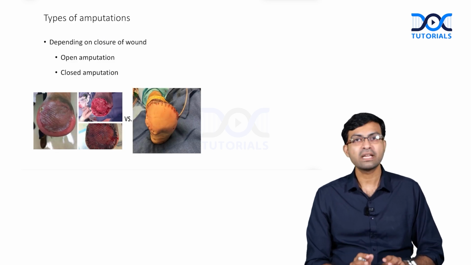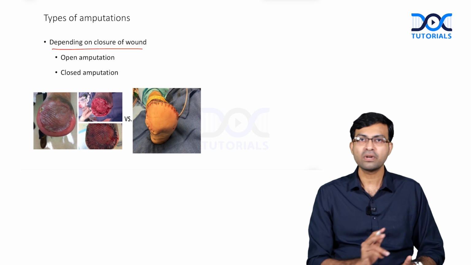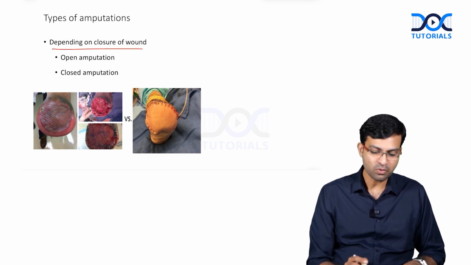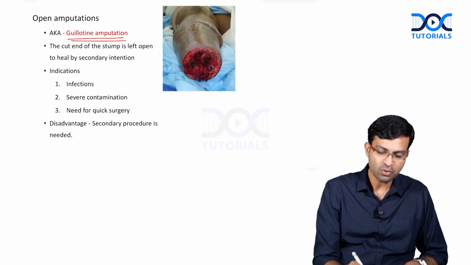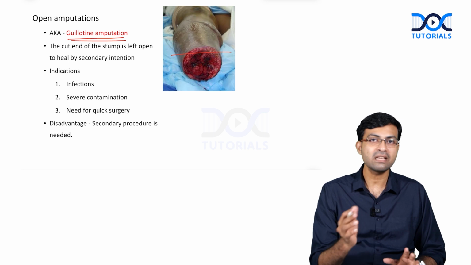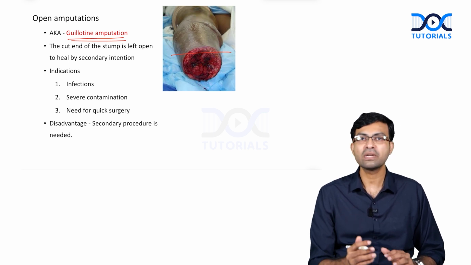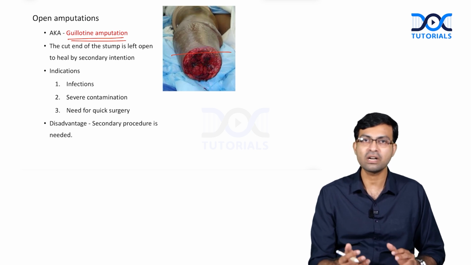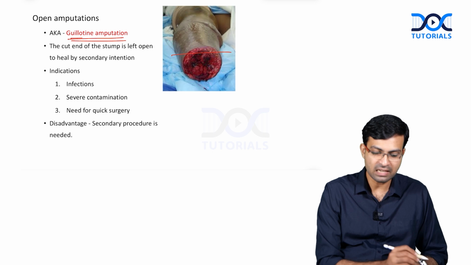Okay. Now let's look at the types of amputation based on the closure of the wound. Now there are two kinds. One is open amputation, the other is closed amputation. What is open amputation? It is also called guillotine amputation, where you are cutting the limb at a particular level and you are not creating any flap. So you are leaving the wound open and you are allowing it to heal by secondary intention, or you are planning to do skin grafting to cover it later. So this is what we call an open amputation or a guillotine amputation.